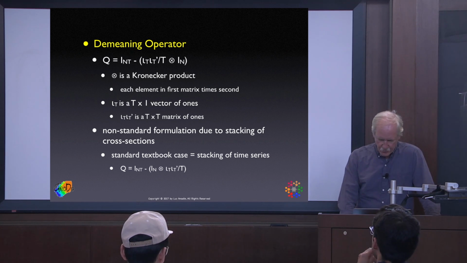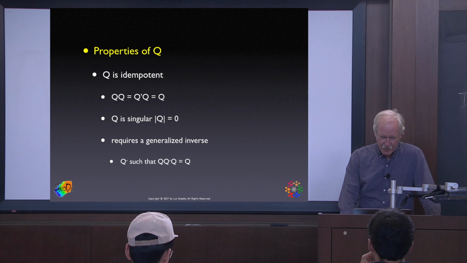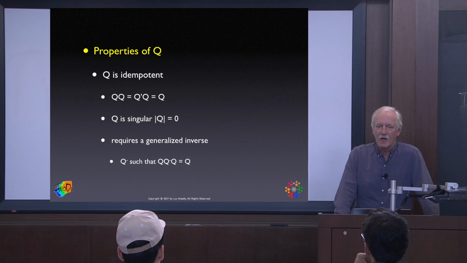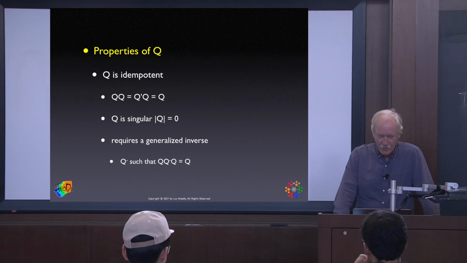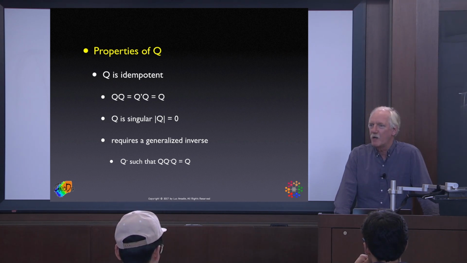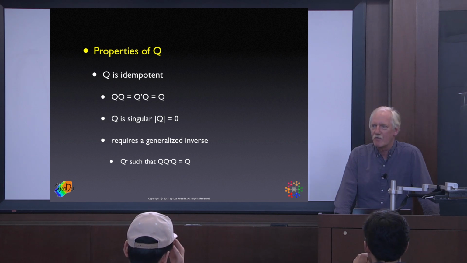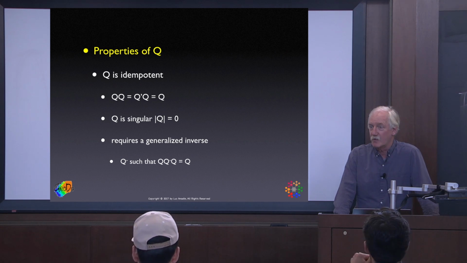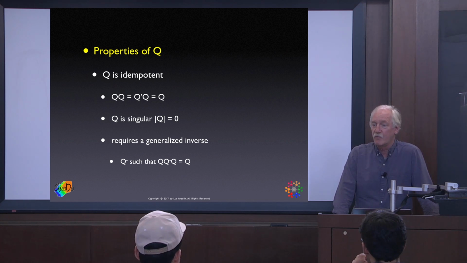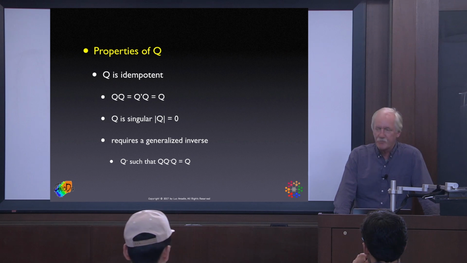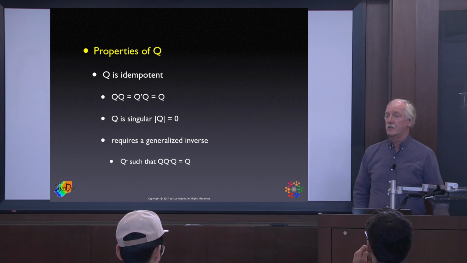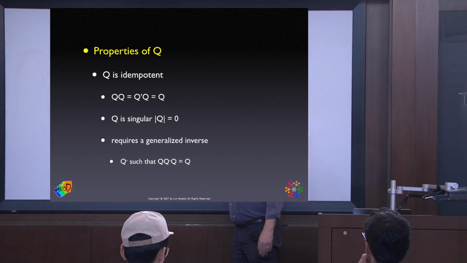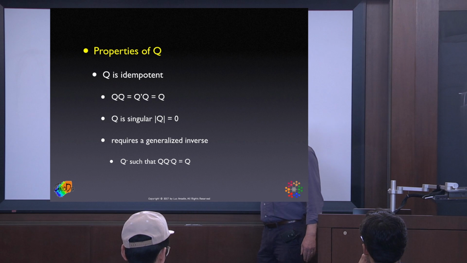So the properties of this matrix, I can't help myself. It's an idempotent matrix. Idempotent matrices are fun because you can multiply them by each other and transpose and do whatever, and it's always the same thing. The bad news is that they're singular. So you can't get an inverse. The determinant is 0. And this will come back to bite us in a few seconds. You can carry out a generalized inverse.